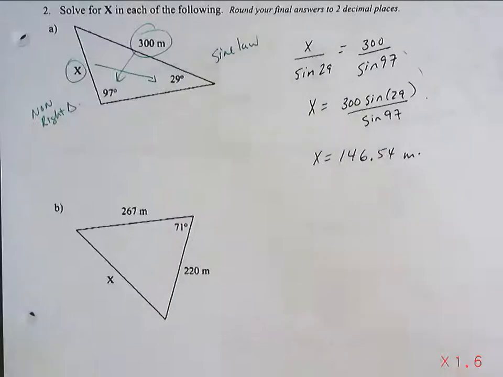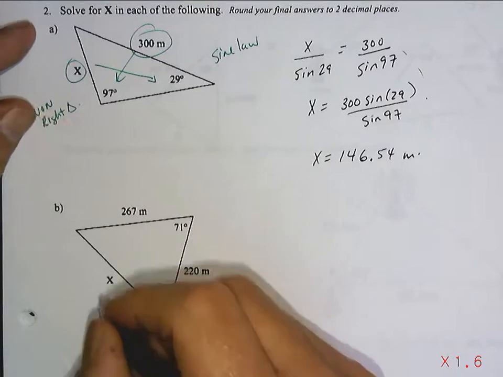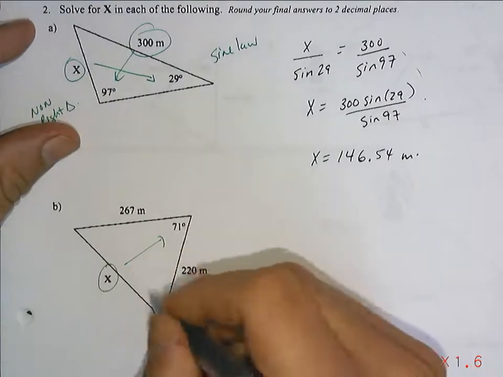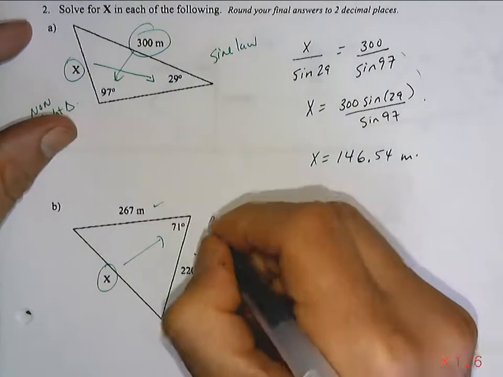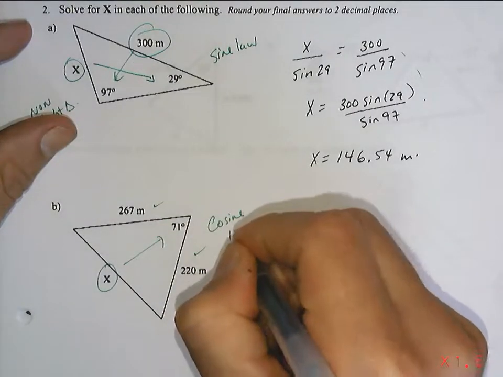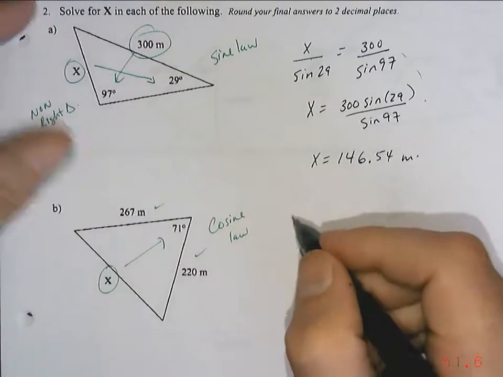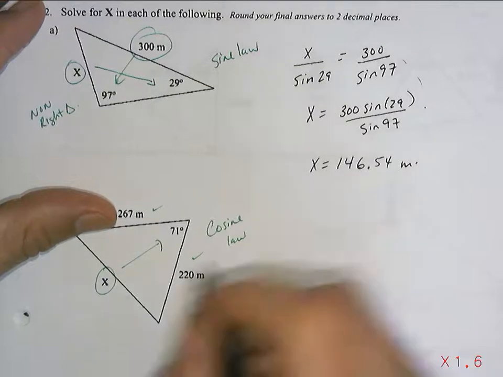Okay, so the next one. Let's see what we got going on here. Again, it's a non-right triangle, so no SOHCAHTOA, no Pythagorean theorem. A side and an angle opposite, but no other angle here. So that's not a sine law. That's going to be a cosine law, which is going to set me up for this relationship. And again, I'm not using a formula sheet, and I will not be giving these to you. You have to know them.